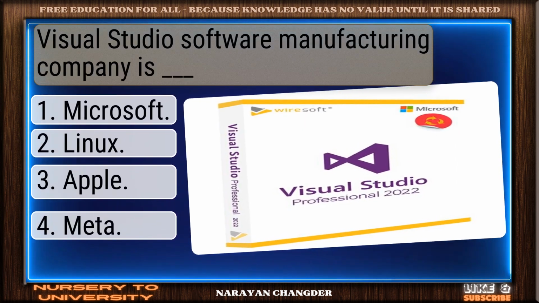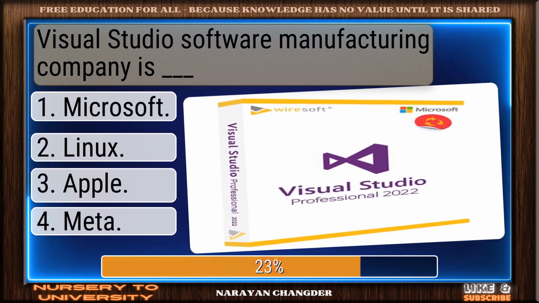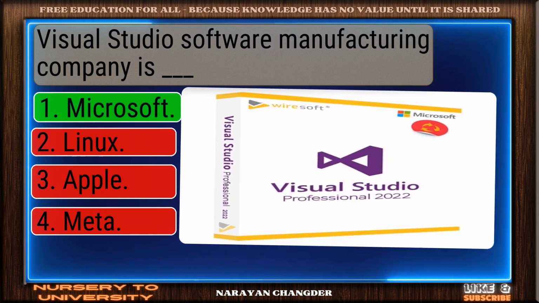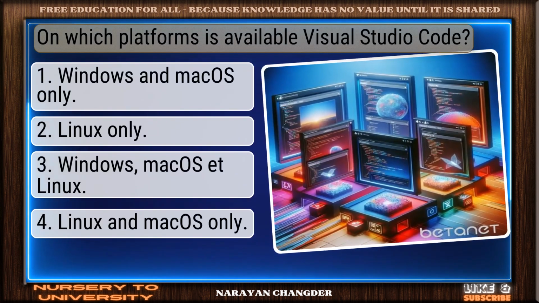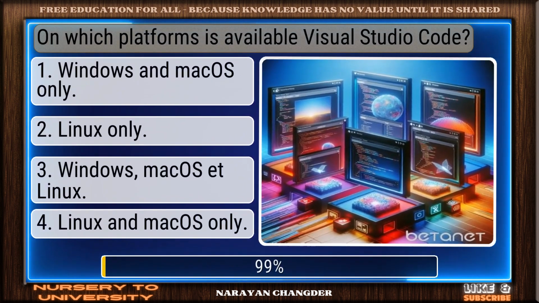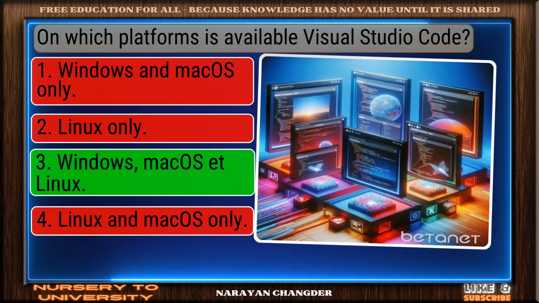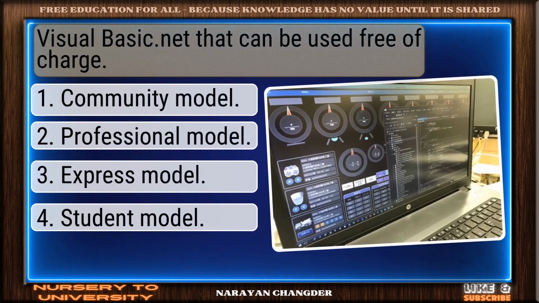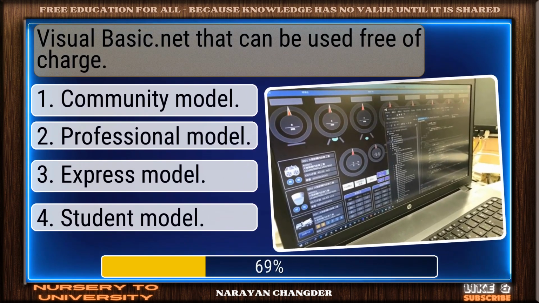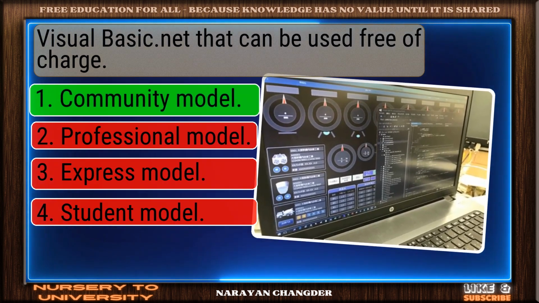Question number 24. Visual Studio software manufacturing company is Dash. Bravo. Microsoft is the answer. Question number 25. On which platforms is Visual Studio Code available? Exactly. Windows, macOS, Linux makes sense, and it is the right choice. Question number 26. Visual Basic.Net can be used free of charge. Good thinking. Community model is the right answer.